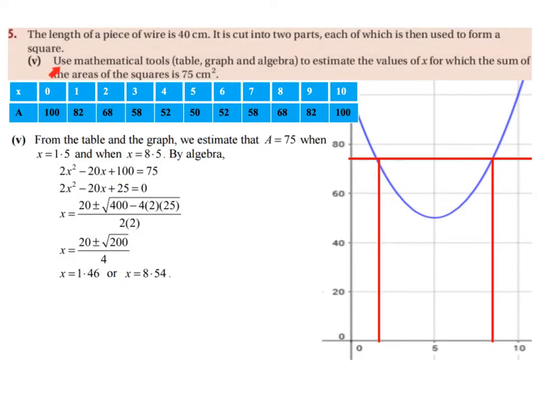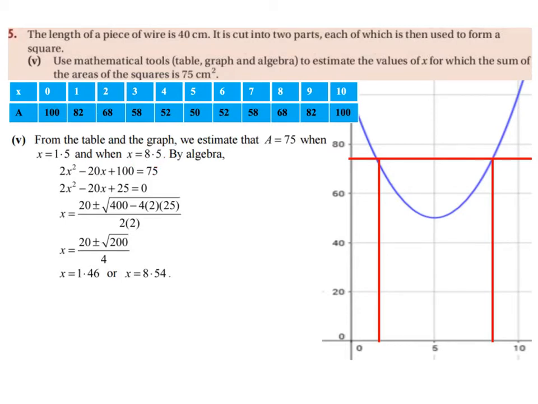Part 5. Use mathematical tools, table, graph and algebra to estimate the values of x for which the sum of the areas of the squares is 75 centimeters squared. So from the table and the graph, we estimate that a is equal to 75 when x is equal to 1.5 and when x is equal to 8.5.